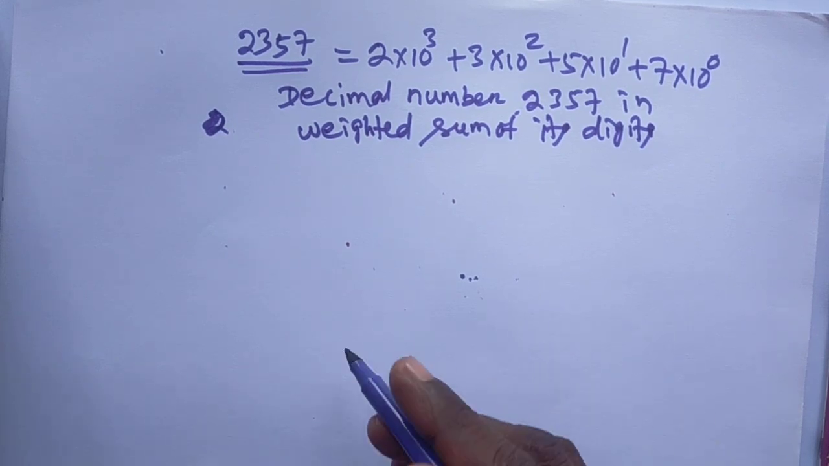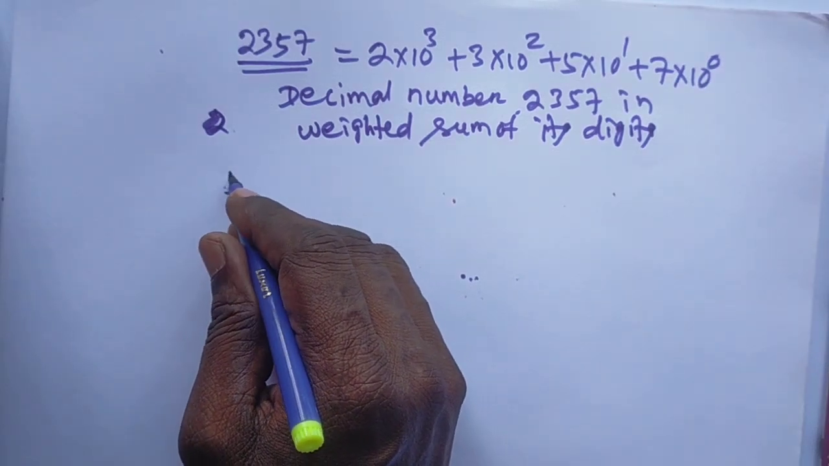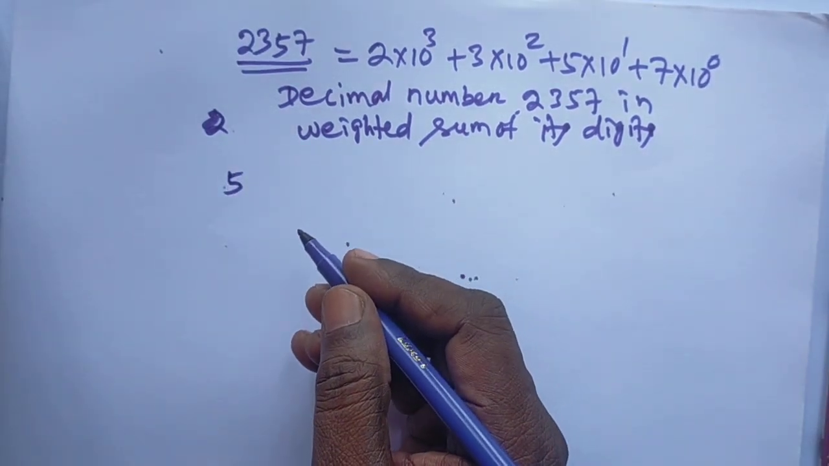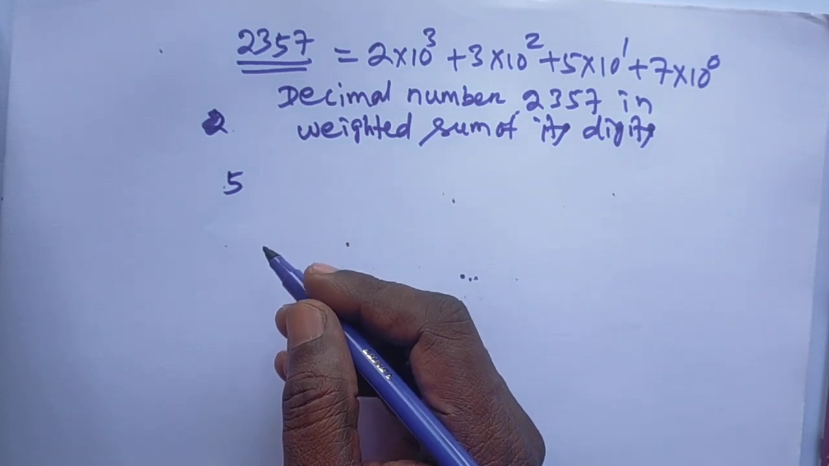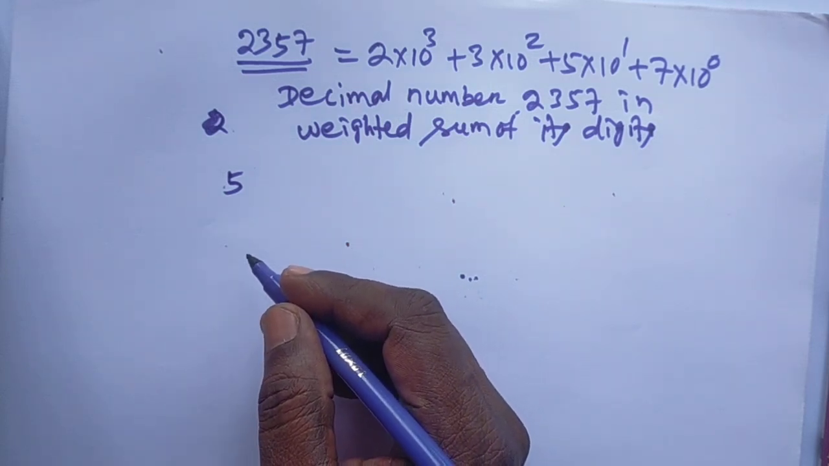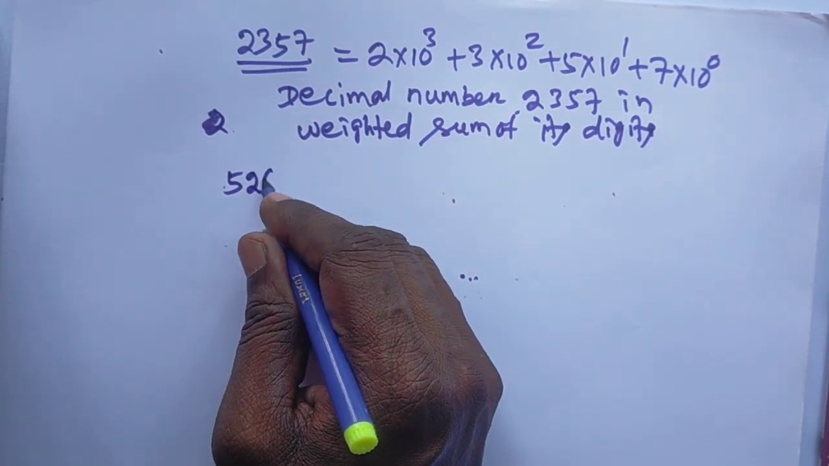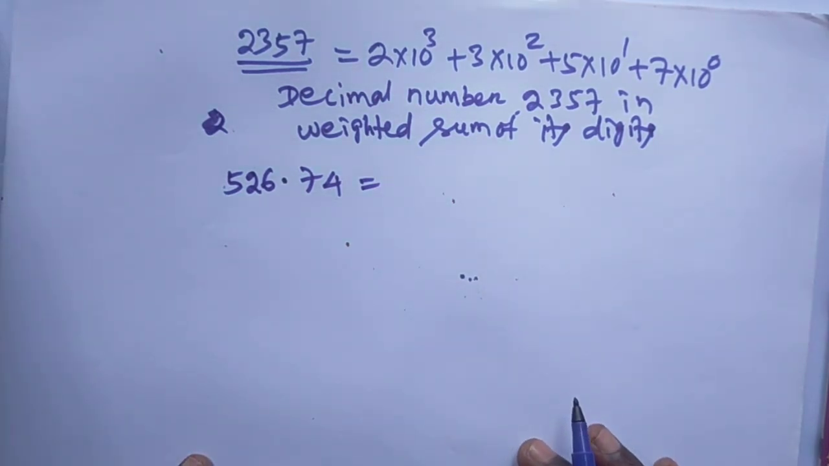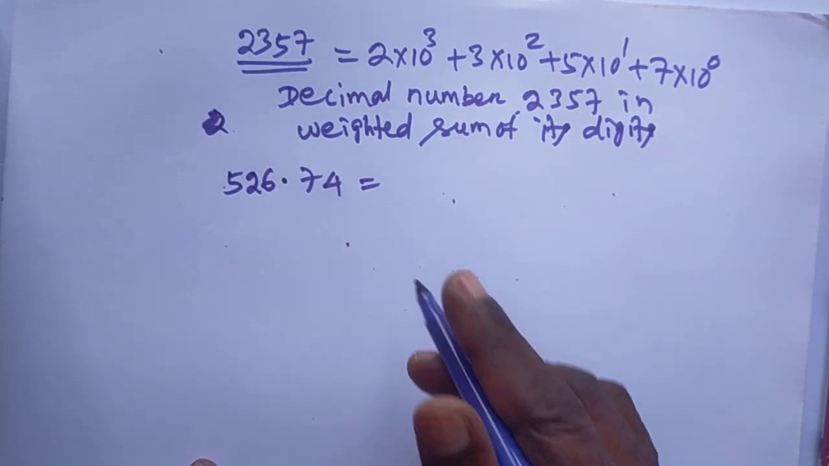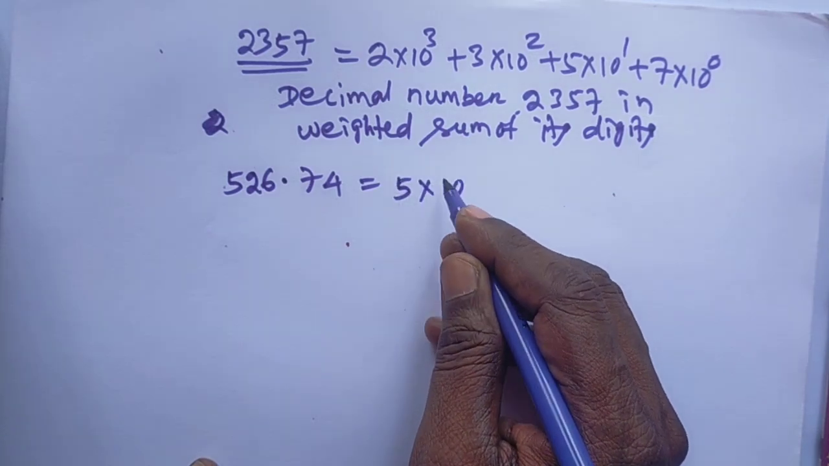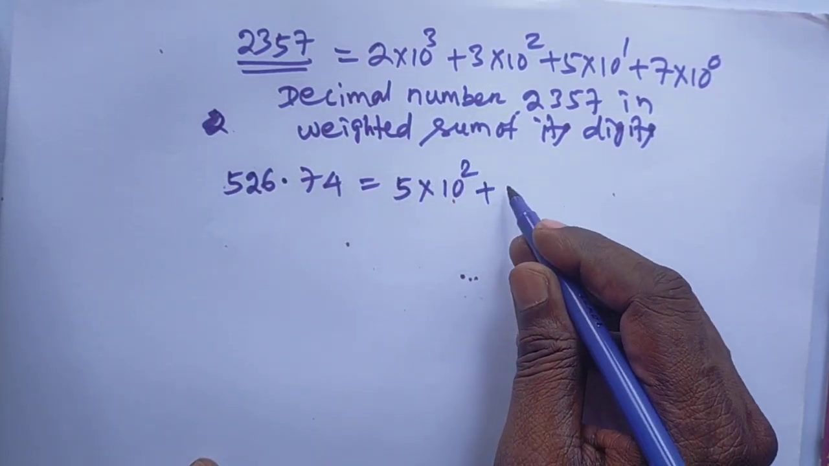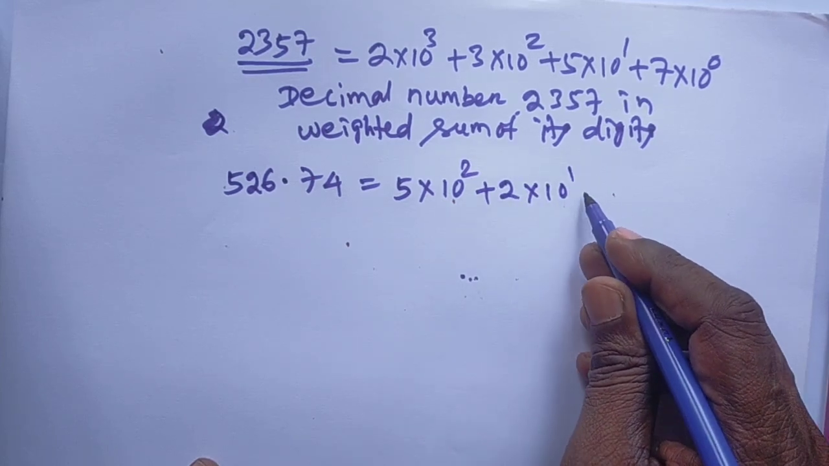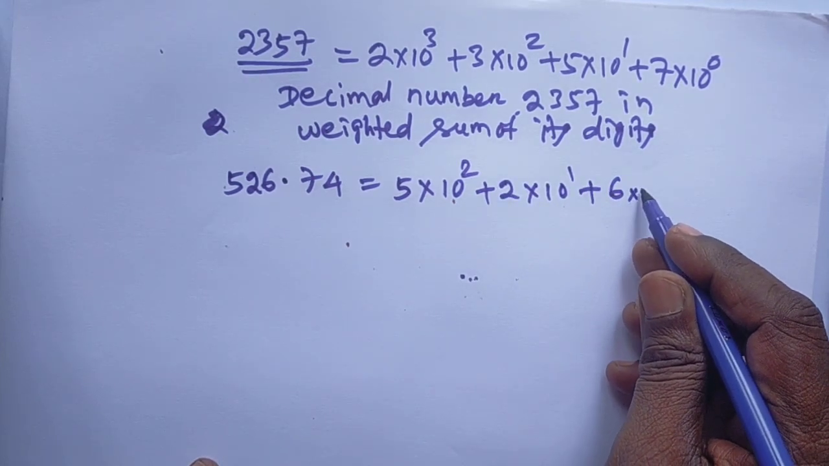Let us consider another example, a decimal number with a decimal point, for example 526.74. Then we can go through a weighted sum of digits with some coefficients, including the fractional part. Now we will see how to define it: 5 into 10 to the power 2, plus 2 into 10 to the power 1, plus 6 into 10 to the power 0.